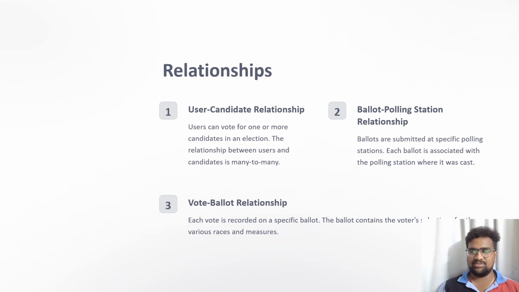Relationships. User-candidate relationship: a user can vote for one or more candidates in an election. The relationship between user and candidates is many to many. Ballot-polling station relationship: ballots are submitted at specific polling stations. Each ballot is associated with the polling station where it was cast. Vote-ballot relationship: each vote is recorded on a specific ballot. The ballot contains the votes of the voters who can vote in the various stations.